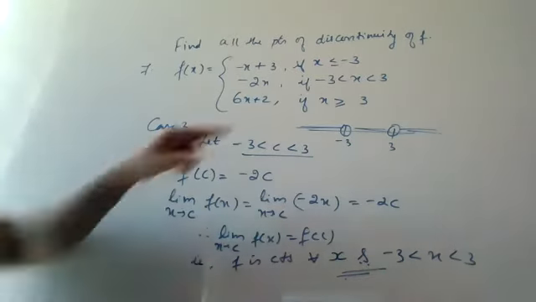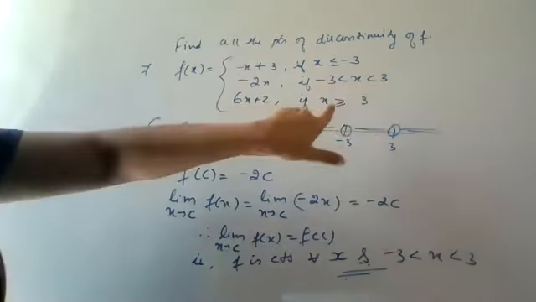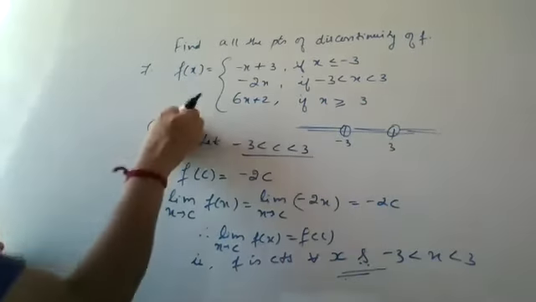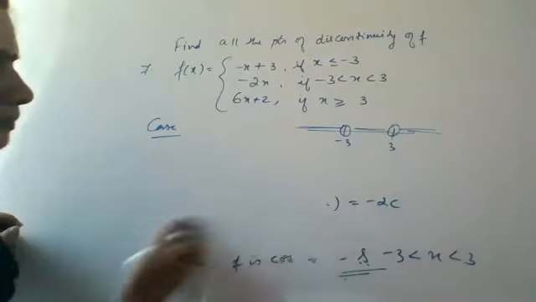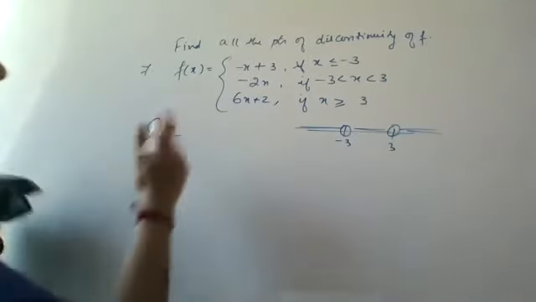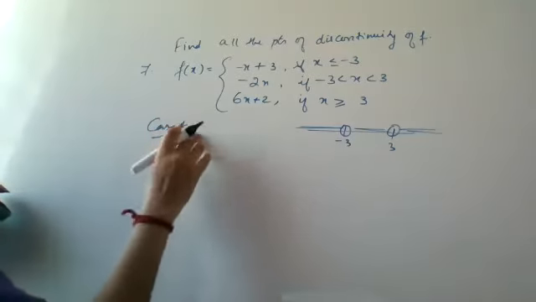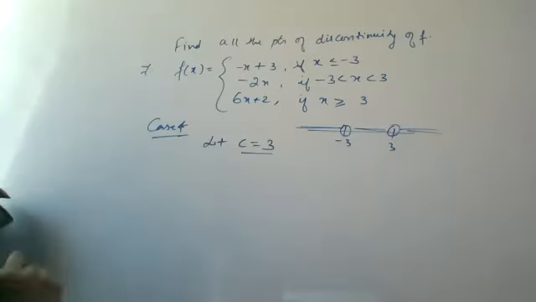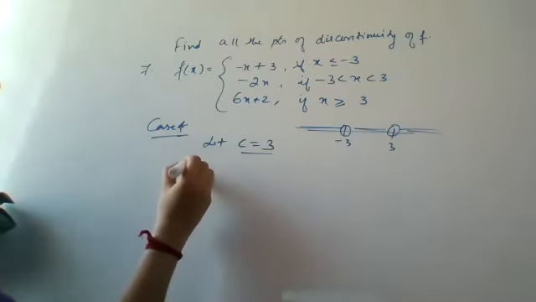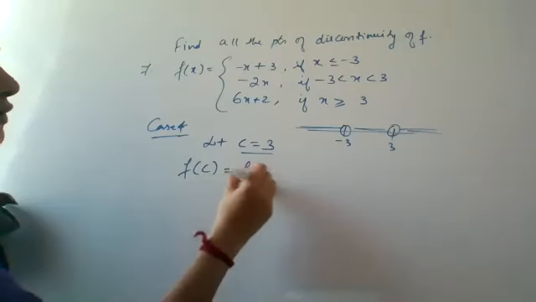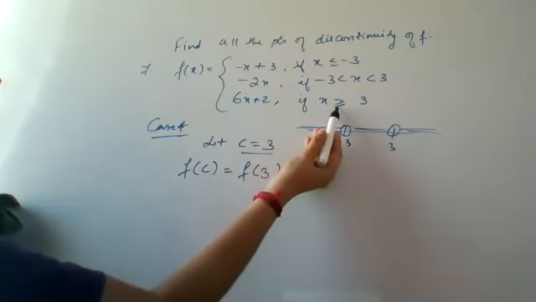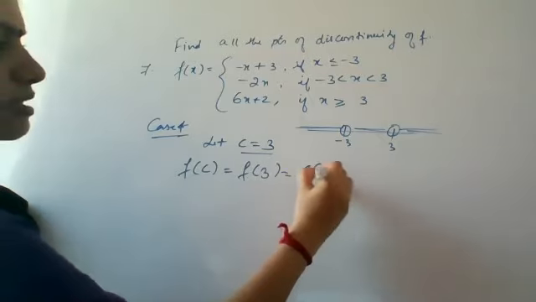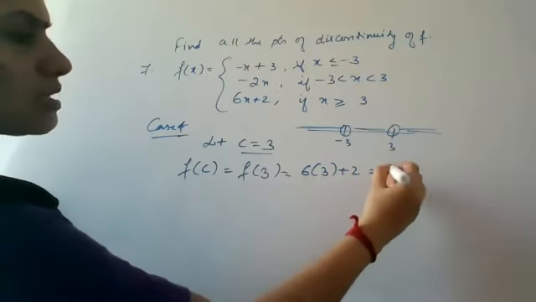Fourth case means again at the point. Next comes your 3. At the point 3, again, it has two values, so we need to check there. Case 4. Let C is equal to 3 we are taking. So at the point, f of C means it is f of 3. F of 3 means you have to replace in this the value of C as 3. So you get 6 into 3 plus 2, which is 18 plus 2, that is 20.